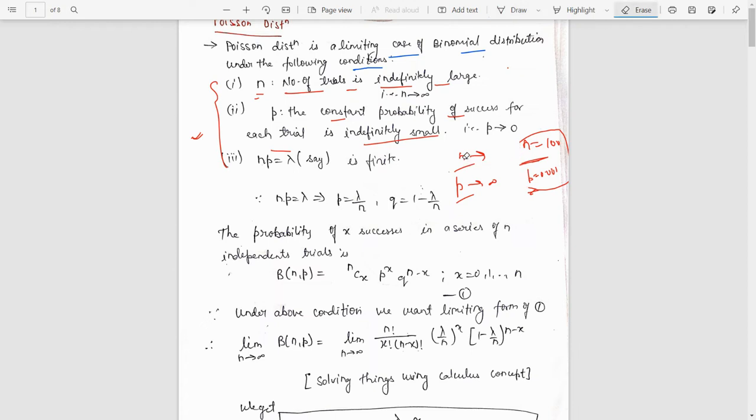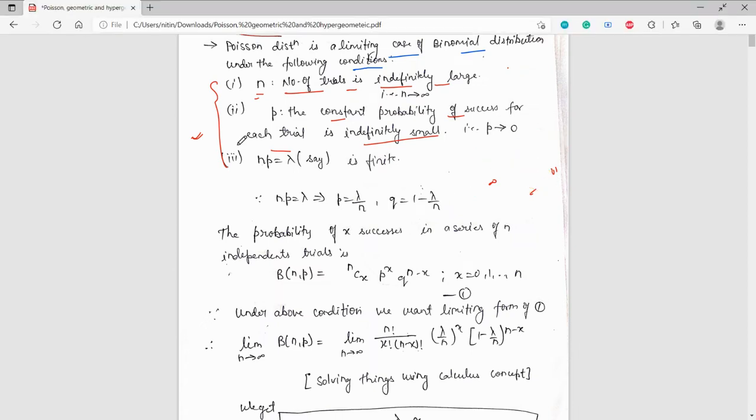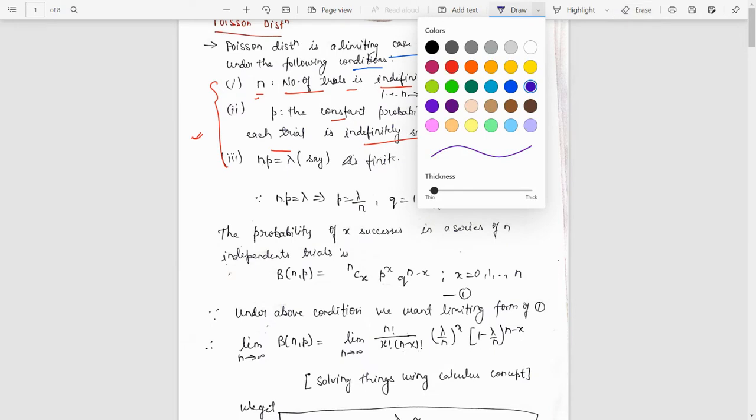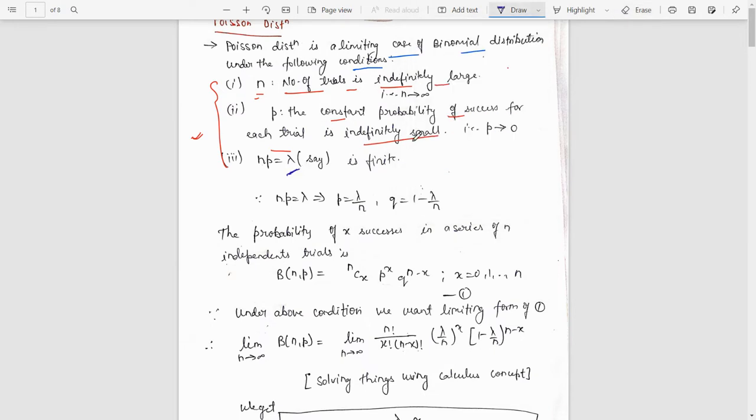Okay, so these two conditions are there, and the third thing is that if you multiply n into p, where n is very large and p is very small, you will get a value, and that value we will term as lambda. That will be the parameter of the Poisson distribution. So n is going to be very large, p is going to be very small, and np is finite, some number, and that number we term as lambda.